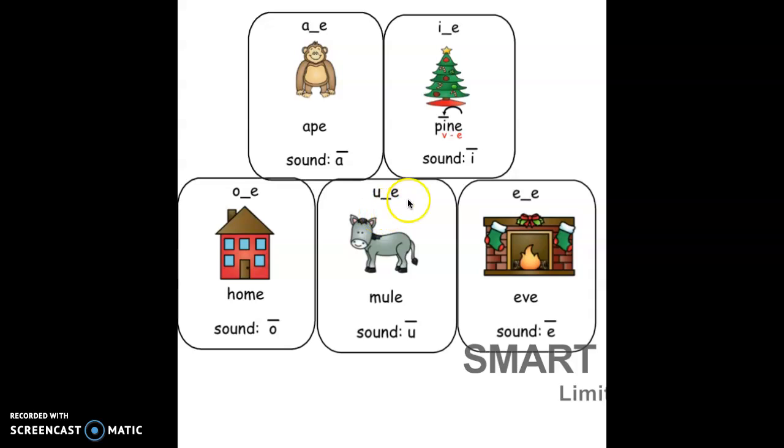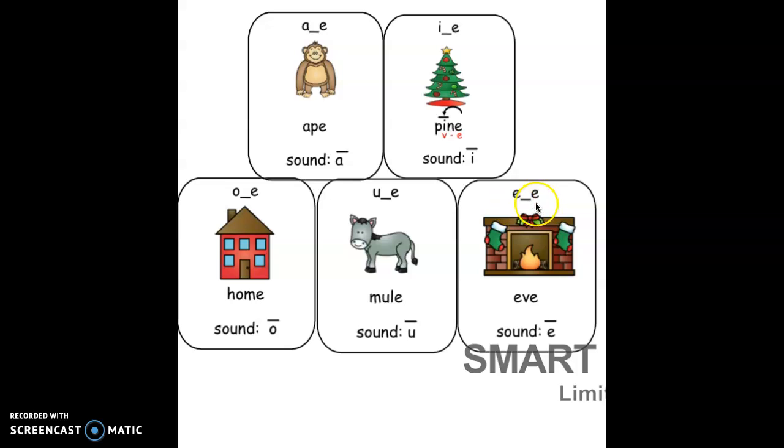U, consonant, magic E. Mule and rule. Mule and cute. U or oo. What does the E do to the U? Make it say its name. And the name is U. And the sound is U.